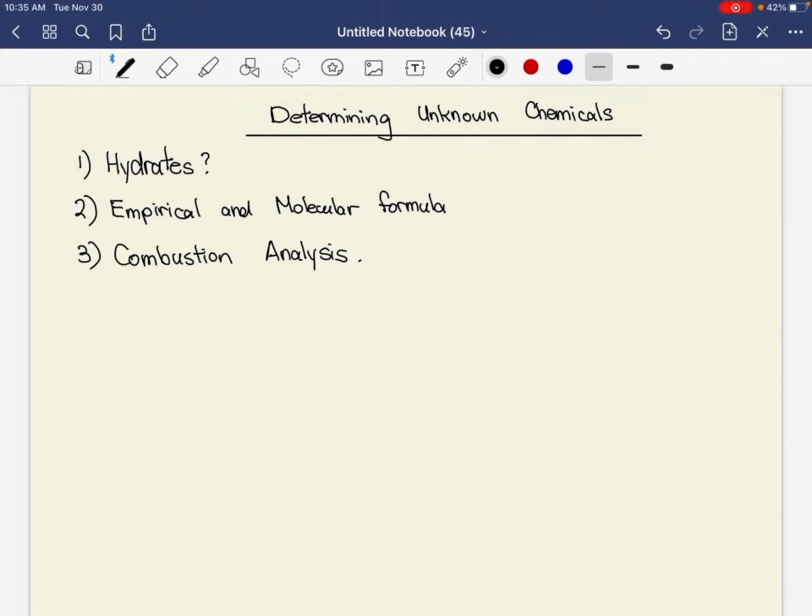Okay, so in this lesson, we are determining unknown chemicals. Now, there's a lot of technology involved here, which I'm not going to talk about. These are something that hopefully you guys can read up on.